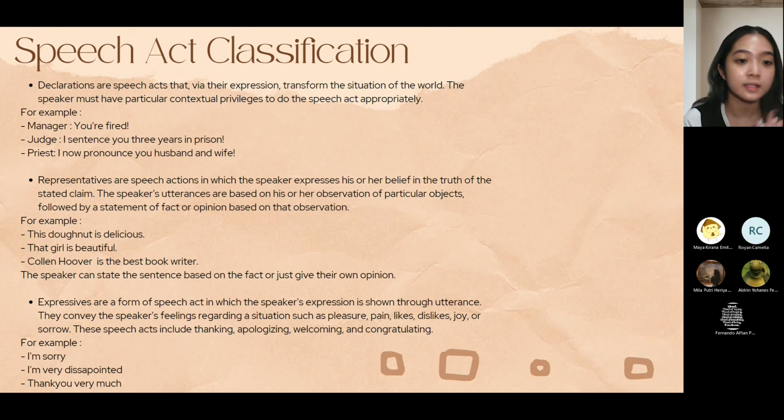Then the next one are expressives. Expressives are a form of speech act in which the speaker's expression is shown through the utterance. They convey the speaker's feeling regarding a situation, such as pleasure, pain, likes, dislikes, joy, or sorrow. These speech acts can include thanking, apologizing, welcoming, and congratulating. For example, saying "I'm sorry, I'm very disappointed, and thank you very much."